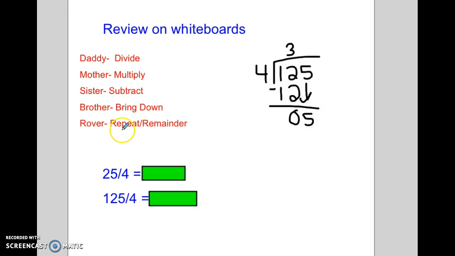And now I get to repeat because I brought something down. I get to repeat the whole thing. So go back up to divide. How many times does 4 go into 5? It goes in 1 time. Then I'm going to multiply. 4 times 1 is 4. Then I'm going to do the sister subtract. 5 minus 4 is 1. And now I'm going to do brother. Oh, I can't bring down. There's nothing left. So now I get to go to rover. I can't do repeat because there was no bring down, but I can do the remainder. In this case, there's a remainder of 1. All right, if you got 31, remainder of 1, great work.